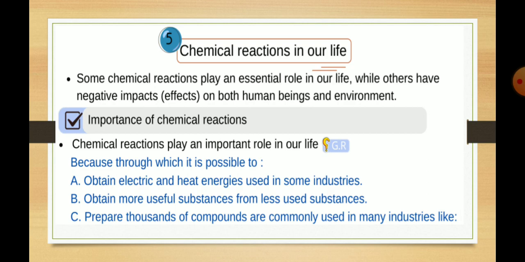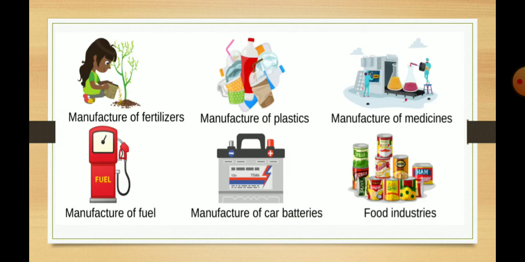And now we're going to talk about the chemical reactions in our life. First of all, the importance of the chemical reactions. Number one, obtain electric and heat energies used in some industries. Number two, obtain more useful substances from less used substances. Number three, prepare thousands of compounds commonly used in many industries like manufacture of fertilizers, plastics, medicines, fuel, batteries, and food industries.